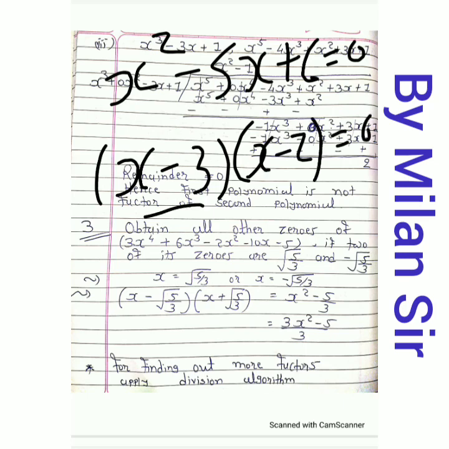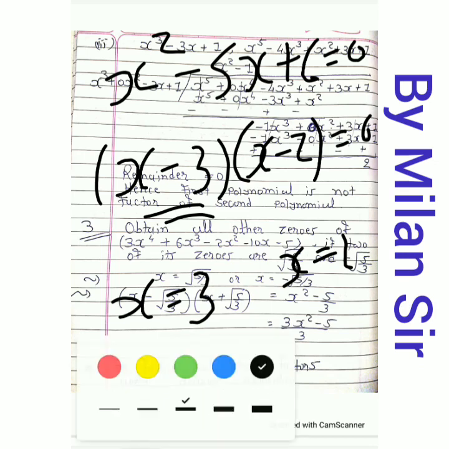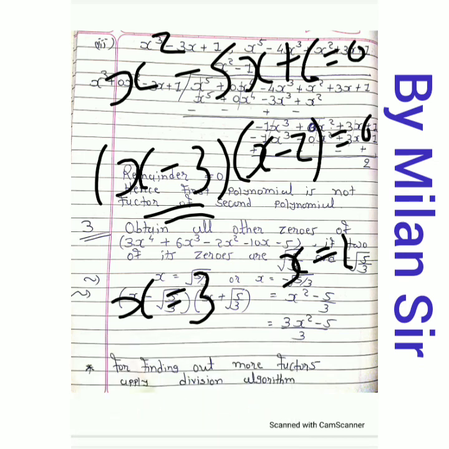Then from this we can find x equals 3 and x equals 2. These are our zeros of the polynomial. This method we used in exercise 2.2, right? Here it is a quadratic equation, that's why the degree is 2, and we get two zeros and two brackets, and from these two brackets we find the two zeros, right?